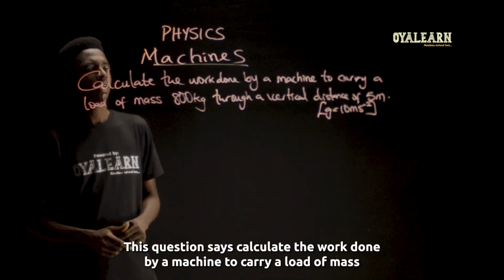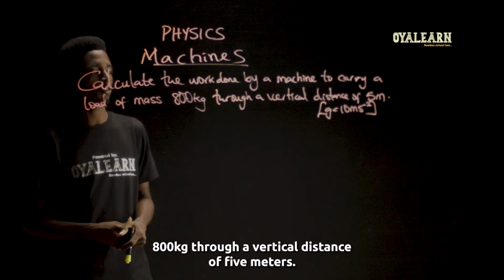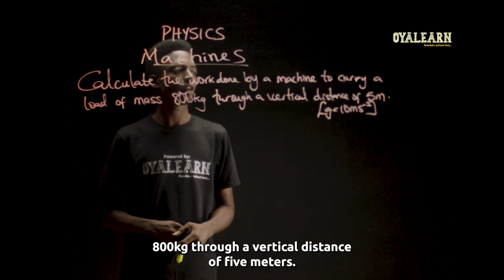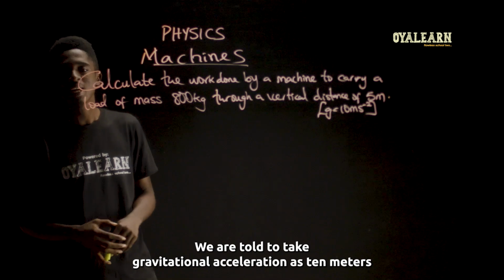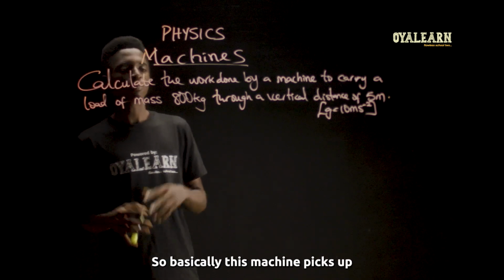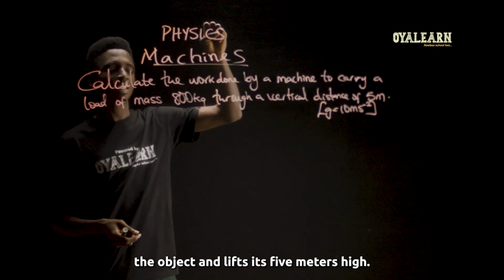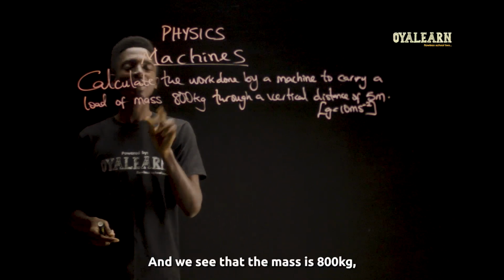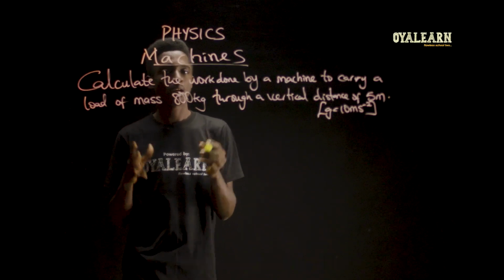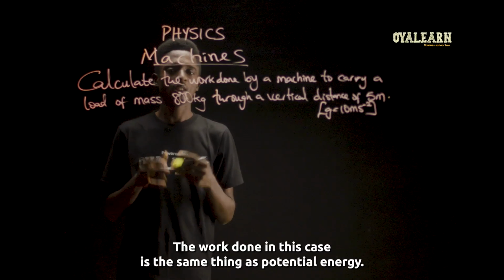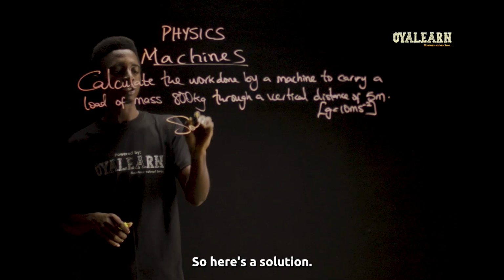This question says, calculate the work done by a machine to carry a load of mass 800 kilograms through a vertical distance of 5 meters. We are told to take gravitational acceleration as 10 meters per second squared. So basically, this machine picks up the object and lifts it 5 meters high. And we see that the mass is 800 kilograms, which will mean the weight is 8,000 Newton. But this is how you solve the work done. The work done in this case is the same thing as potential energy.